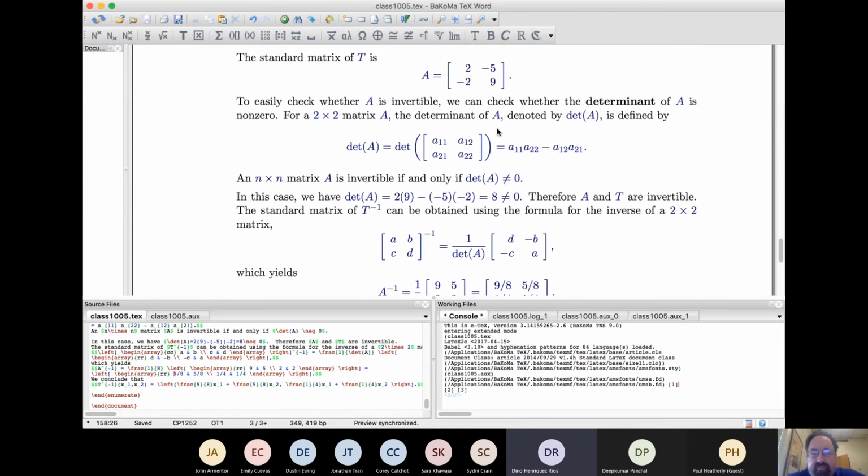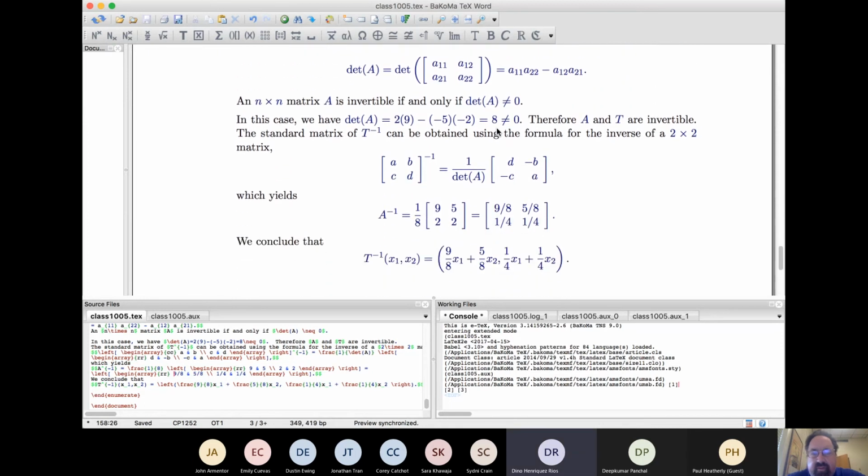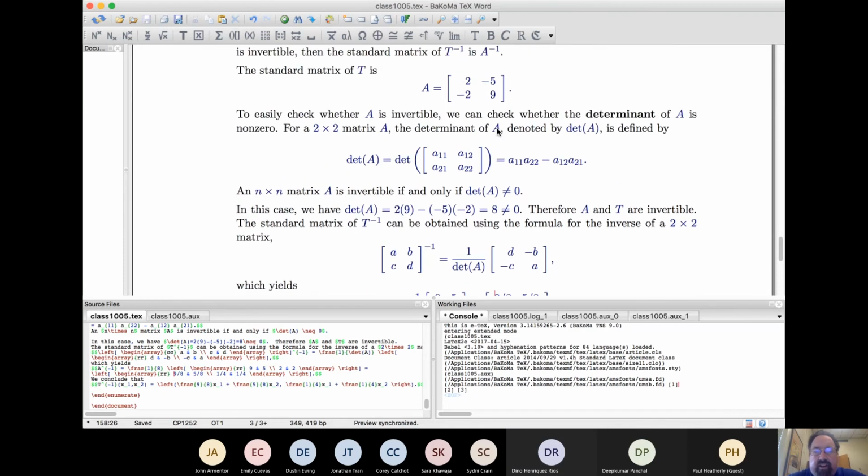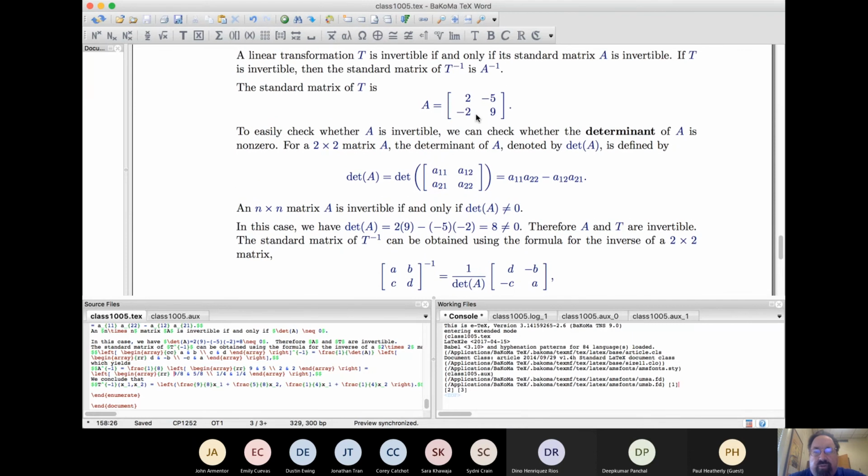Can the determinant be negative as well? Yes, the determinant can be any real number. But as long as it's non-zero, the matrix is invertible. In fact, if I were to swap the rows or swap the columns of this matrix, that would negate the determinant. Okay, thank you.